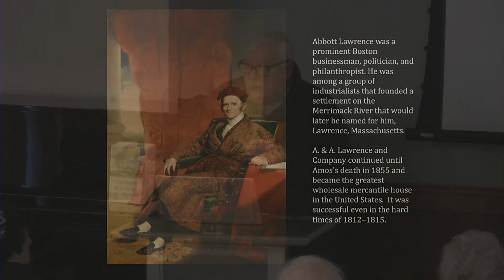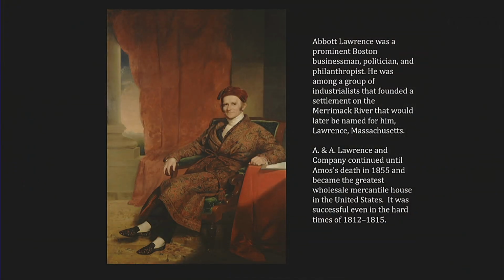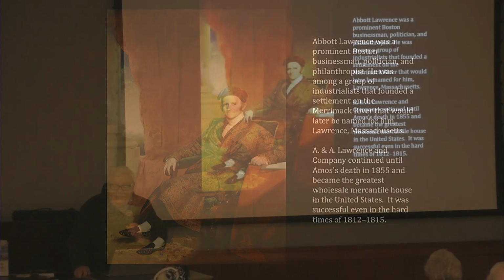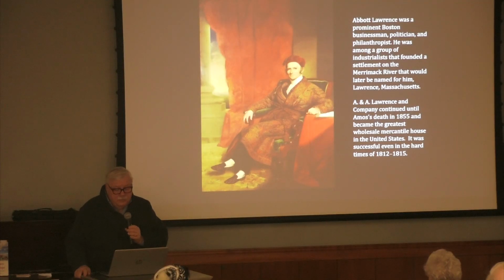Well, during the 1820s, a man by the name of Abbott Lawrence, a prominent Bostonian, he was a businessman, politician, and philanthropist. And he was among a group of industrialists that founded a settlement on the Merrimack River that would later be named for him, Lawrence, Massachusetts. The company was known as A&A Lawrence and Company and continued until Amos's death in 1855 and became the greatest wholesale mercantile house in the United States. It was successful even in the hard times of the War of 1812.